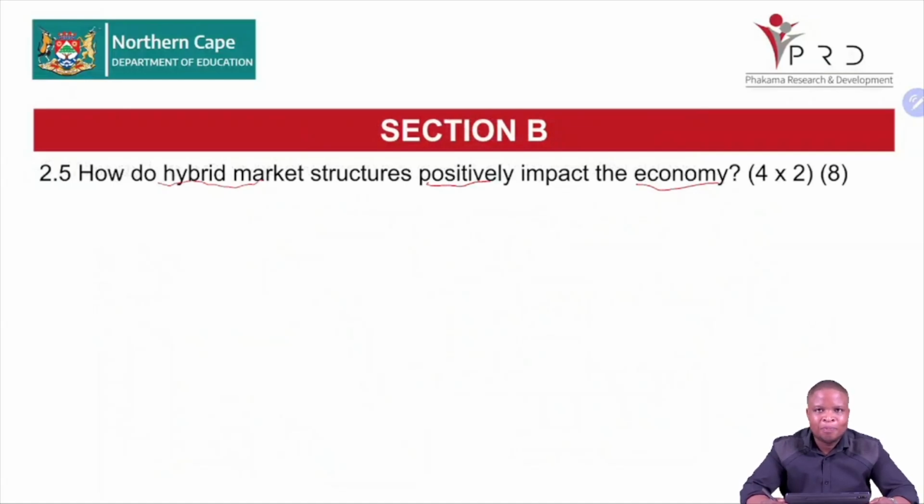What is a hybrid market structure? Somebody answer that. You are mentioning combination of both monopoly and perfect market. That is your monopolistic. So a hybrid market structure is monopolistic. So the question is asking you, how do monopolistic competition markets positively impact the economy? Now you can respond to this question. You'll be given 6 minutes to come up with 4 full sentences for this question. Your time will begin now, then we look at the marking guideline.